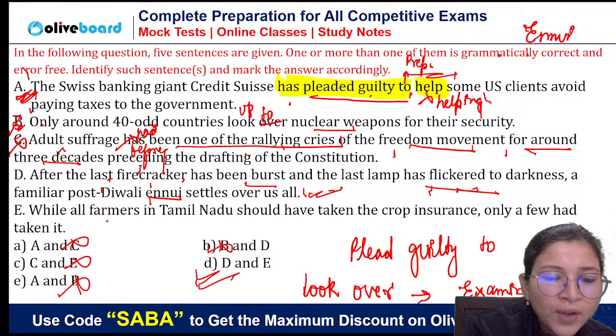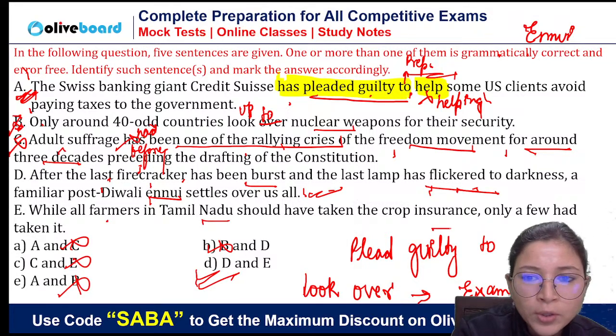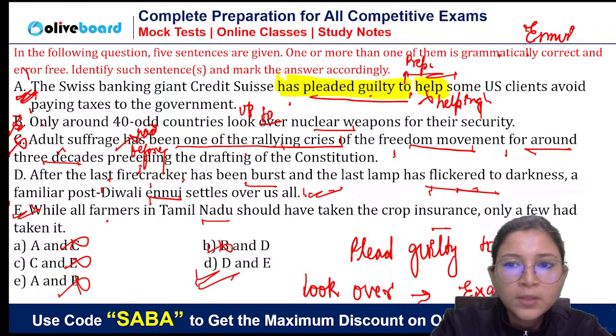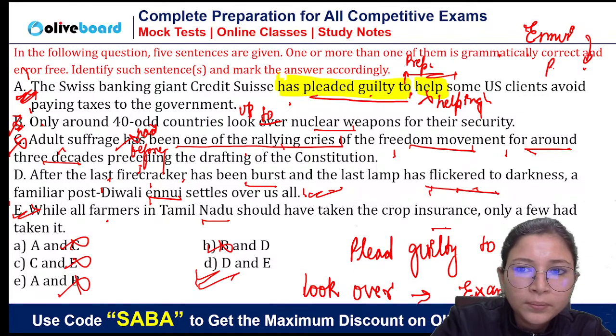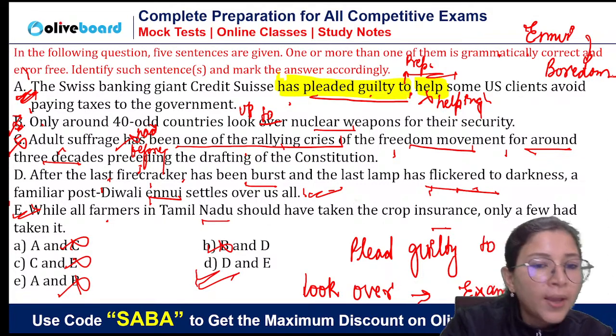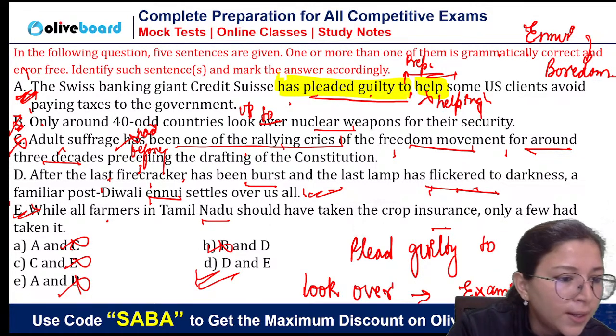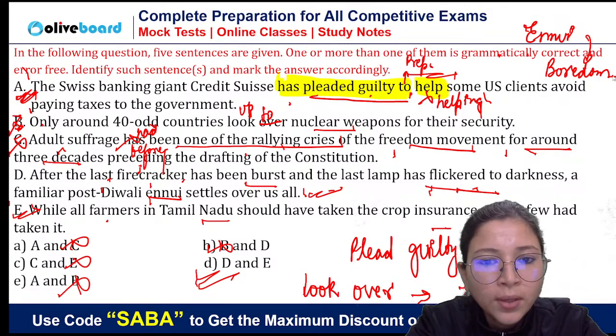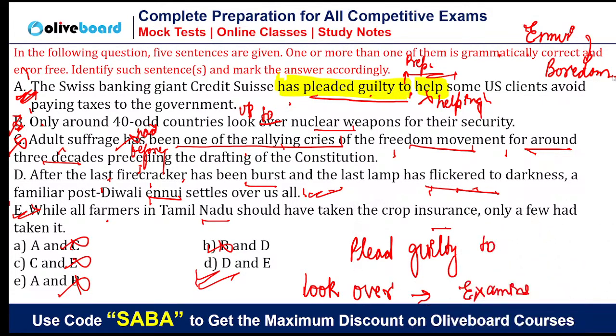While all farmers in Tamil Nadu should have taken the crop insurance, only a few had taken it. E is absolutely correct. So D and E are correct. A, B, C were wrong. Is it clear? All the errors are clear to you? I can hide myself so that you can see. It was a good question of error detection.